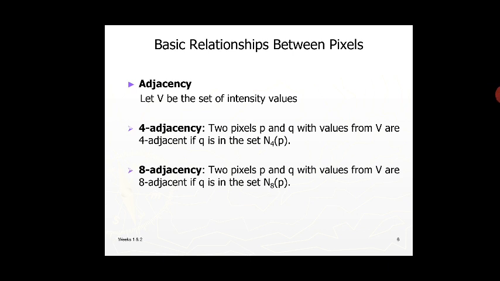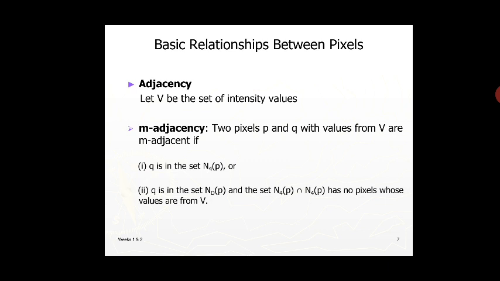2 pixels P and Q are supposed to have values from the set V. 8 adjacency includes the diagonal also. The 2 pixels P and Q with values from V are 8 adjacent if Q is in the set N8 of P. For M adjacency, you must have two conditions. Q is in N4 of P, meaning you can go horizontally and vertically, or Q is in the set ND of P, meaning the diagonal intersecting pixel should not have any value from the set V. Then only you can make a diagonal connection. This is the concept.